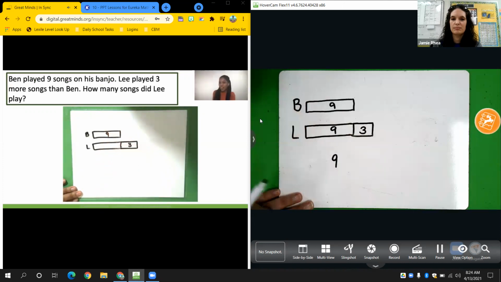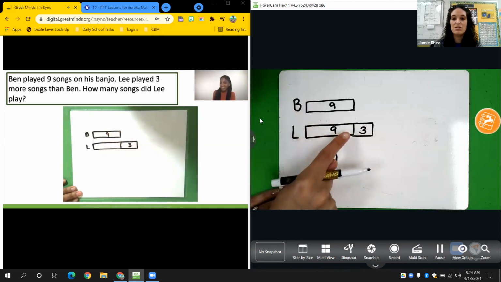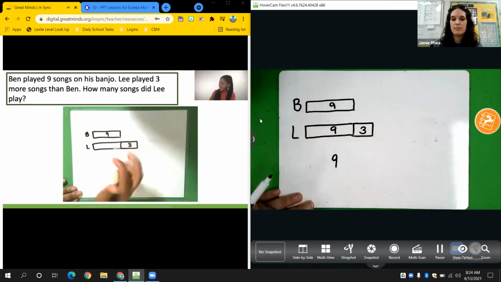Where can we write a 9, mathematicians? On Lee's, because we know he at least played 9 songs. We can write it right here. This part of Lee's tape is equal to Ben's tape.